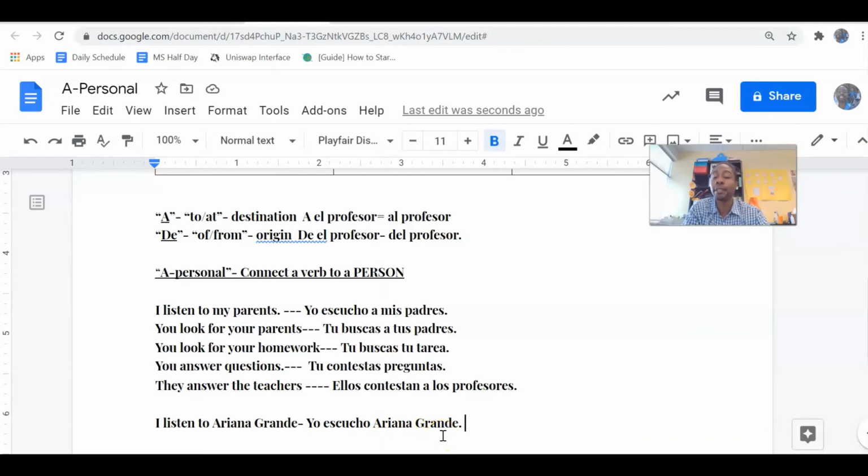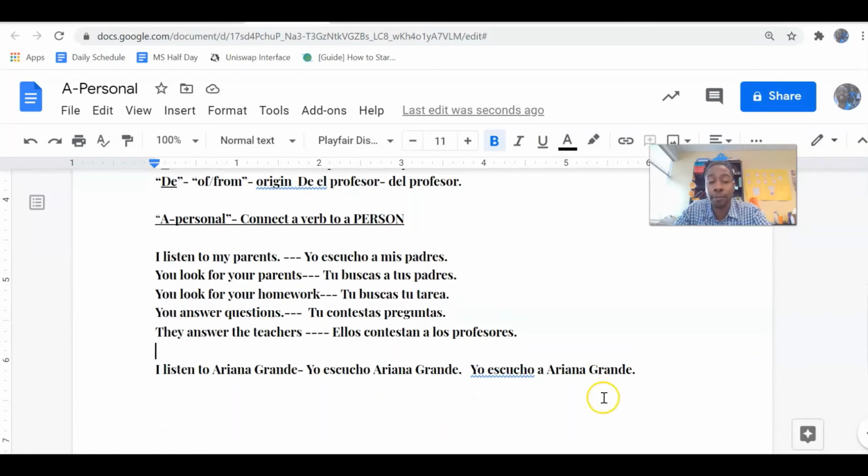But if I want to say I listen to her as a friend, then this would be "yo escucho a Ariana Grande." And now what's happening is that I'm actually listening to her, and she is a person. This means that we talk on the phone and somehow we're communicating. So what we use "a" for is to connect a person to a verb, and we don't use the personal "a" if that thing that the verb is happening to is not a person.